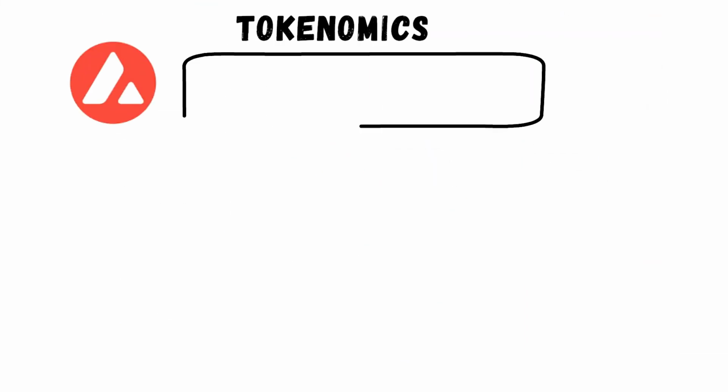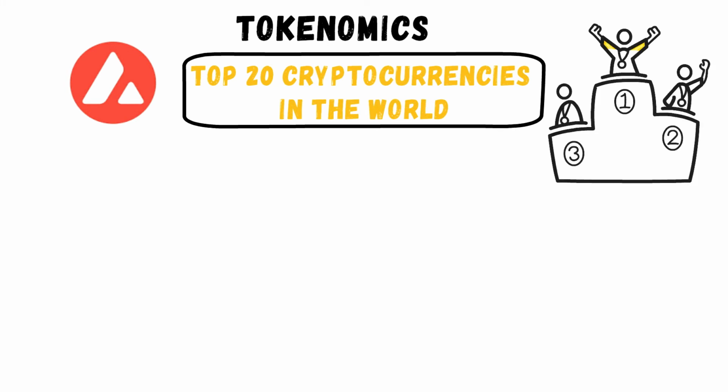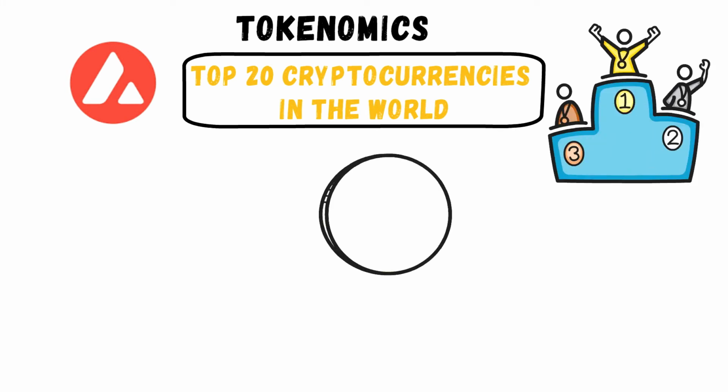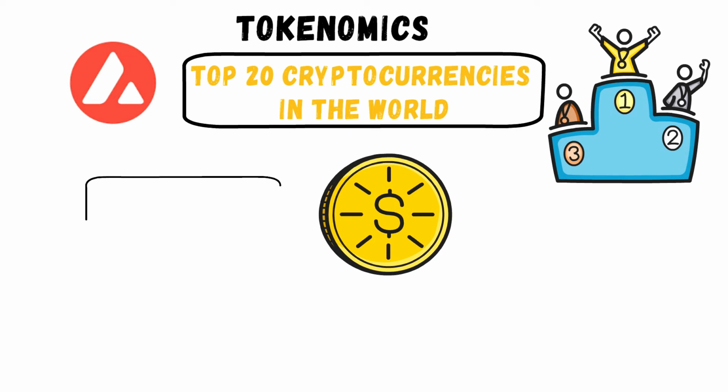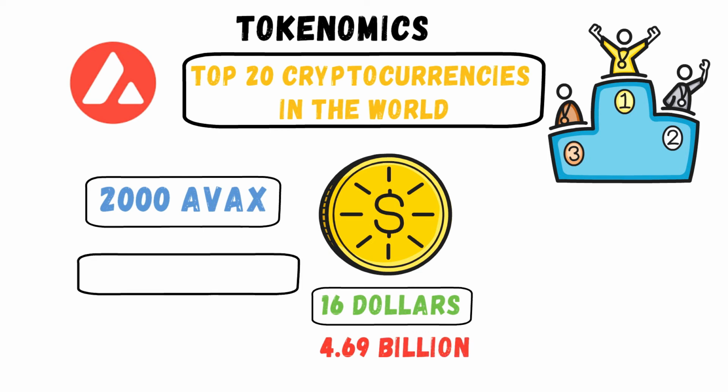Tokenomics. Avalanche comes under the top 20 cryptocurrencies in the world, but it is slowly making its way to the top 10. AVAX is the coin that is used on the platform for staking, paying transaction fees, or for the creation of a new blockchain. To become a validator on this platform, one needs to stake 2,000 AVAX to run their validator node. The current market price of this coin is $16, and 4.69 billion is the total market capitalization. There is a max supply of 720 million coins, which makes AVAX a deflationary asset.